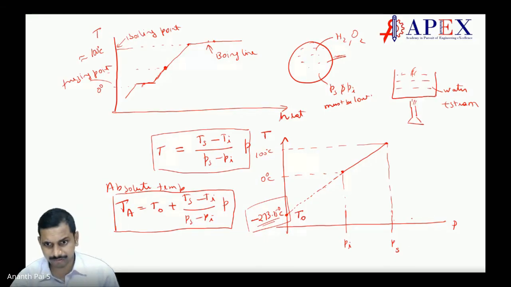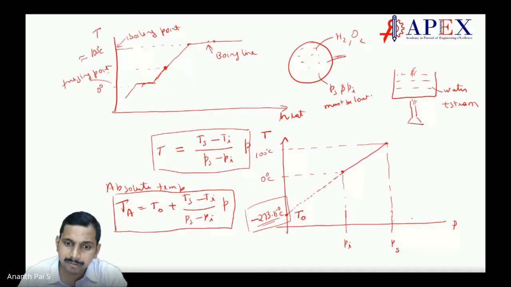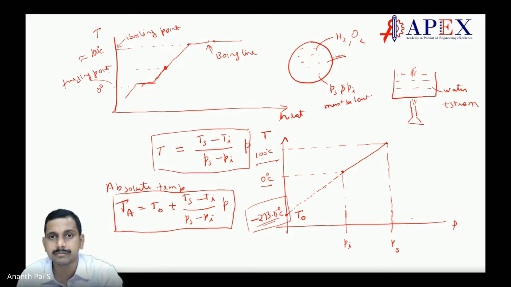Sir, I thought Pi or Ps was fixed, like for water it's 0 degree fixed, so there will be a fixed pressure. No, it's not fixed. Temperature is fixed. If you fix it at 0 degree centigrade and 100 degree centigrade, then this is minus 273. In case we take the Fahrenheit scale, then it will be different.